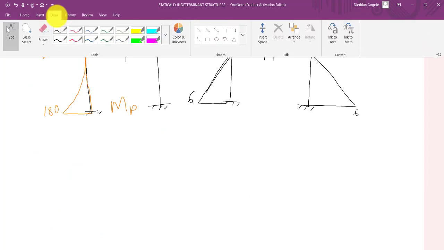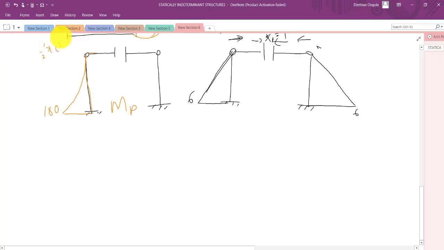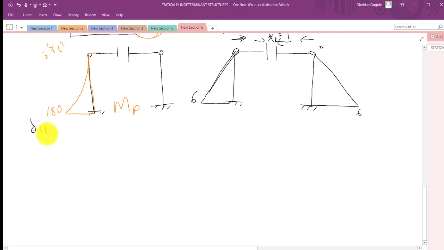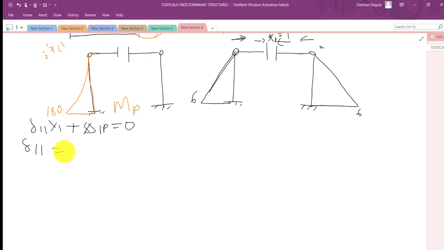So having done that, next now we come and solve for it. We come and solve the equation, delta 11 x1 plus delta 1p is supposed to be equal to 0. So our delta 11, we say that one there is got by multiplication of the M1 drawing. So it will be given by 1 over EI, then into, we notice that these two shapes are the same, so therefore you just work with 1 and then I multiply by 2.